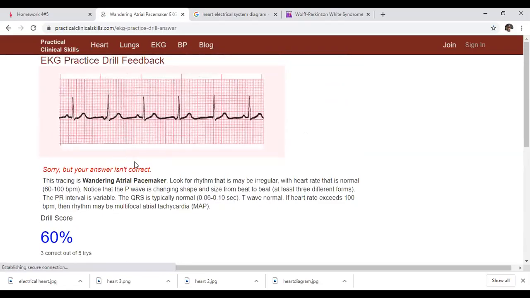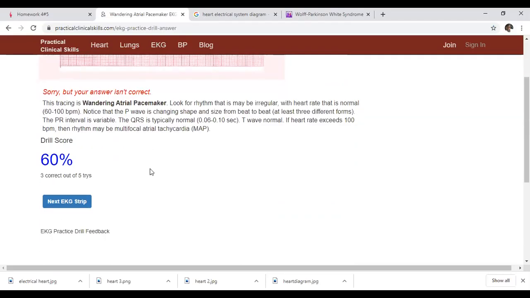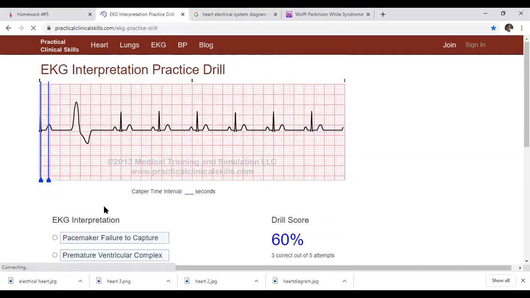You won't ever have to see that, okay? You'll never have to worry about that. A wandering atrial pacemaker just means it paces when it wants to, and sometimes when it doesn't want to, it doesn't. Okay, but you won't have to worry about that one. And the ones that I know you won't have to worry about, I'm just going to skip them. Let me look at this one first.